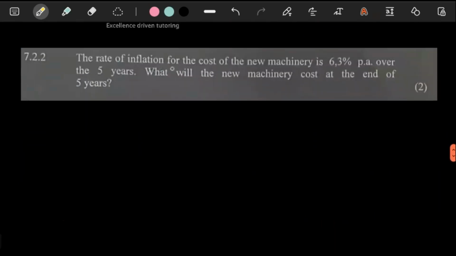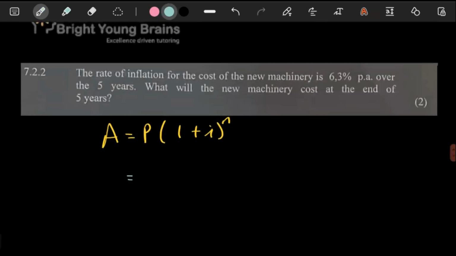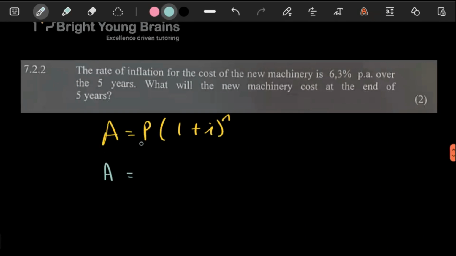It says the rate of inflation for the cost of new machinery is this much over the 5 years. What will the new machinery cost at the end of the 5 years? So these questions look pretty decent. Quite simple, actually. Not even decent, just very simple, which is how we like it.